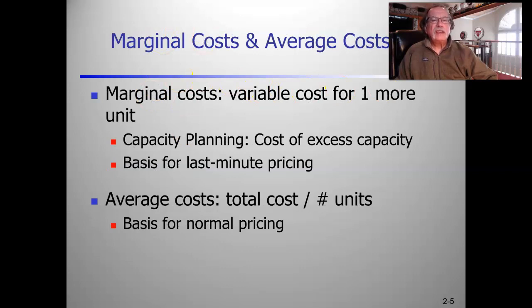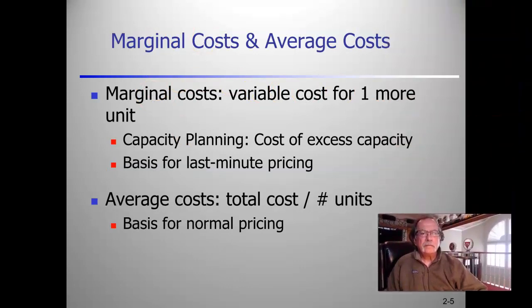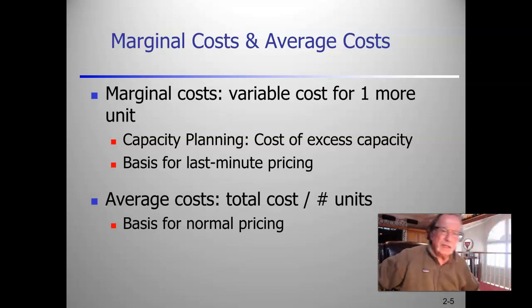Now this example here, marginal costs and average costs. Marginal cost is the variable cost for the next unit. And average cost is the total cost divided by the number of units.